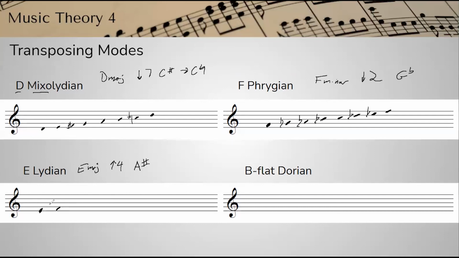E major has an F sharp. E major also has a G sharp. And since it's Lydian, we'll raise our 4th note to become A sharp. The major scale has a B. The major scale has a C sharp, and the major scale also has a D sharp, and the major scale would end on E. So here's our E Lydian scale.